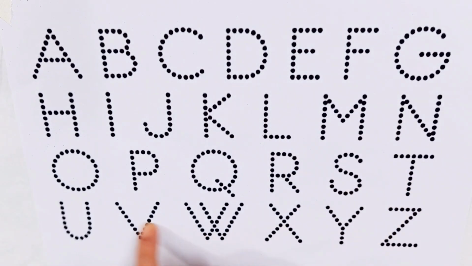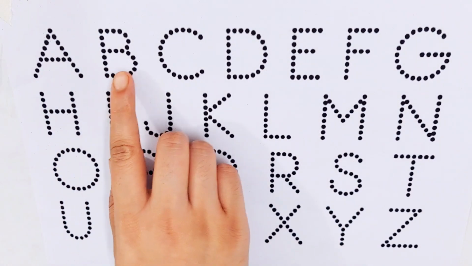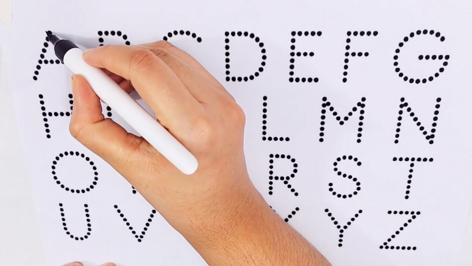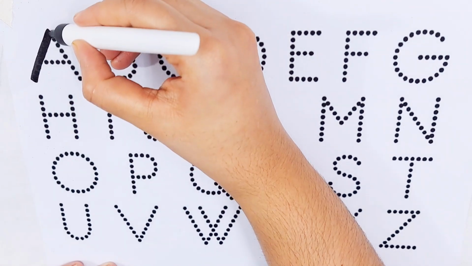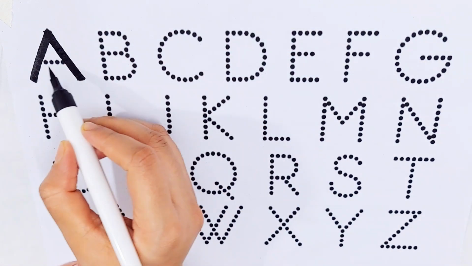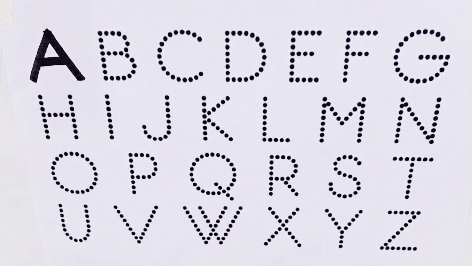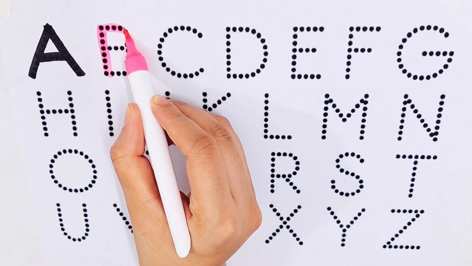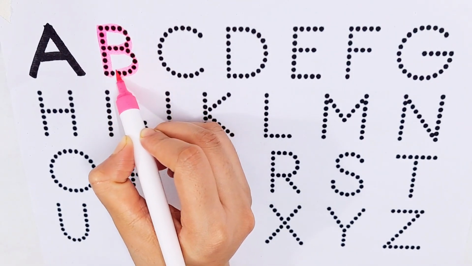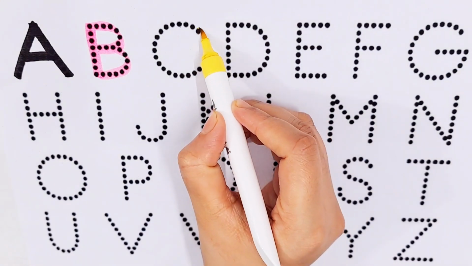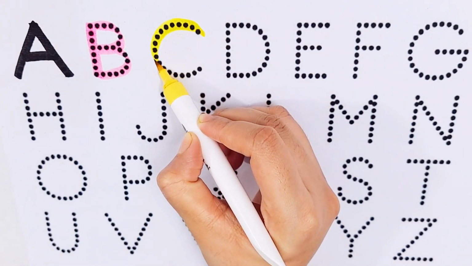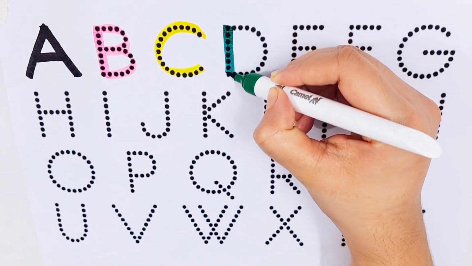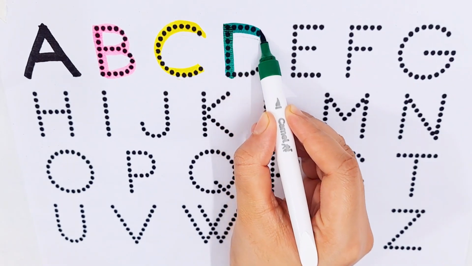Let's try to learn some alphabets. A, B, C, D. A for ant. B for bus. C for car. D for doll.